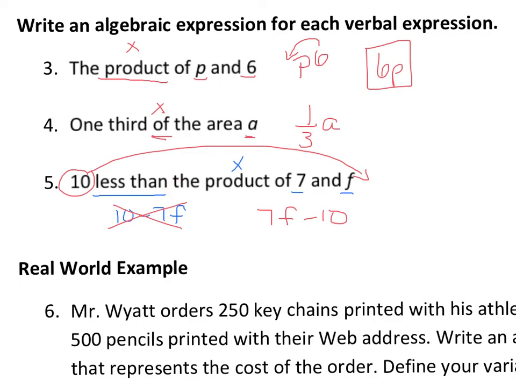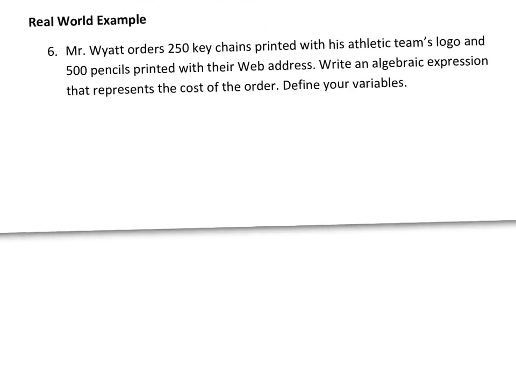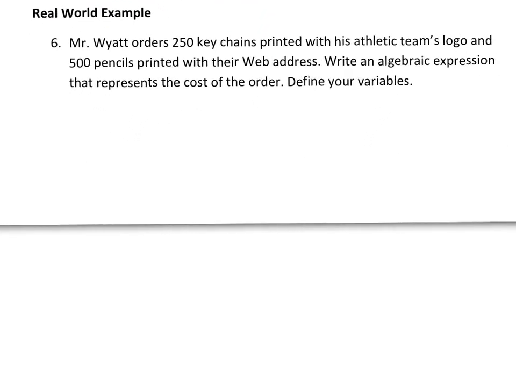All right, and for our last example here, we've got a word problem. It says, Mr. Wyatt orders 250 keychains printed with his athletic team's logo and 500 pencils printed with their web address. Write an algebraic expression that represents the cost of the order. Define your variables. All right, so I'm looking for cost, and that's really important that we identify what it is that we're looking for. We're looking for cost.